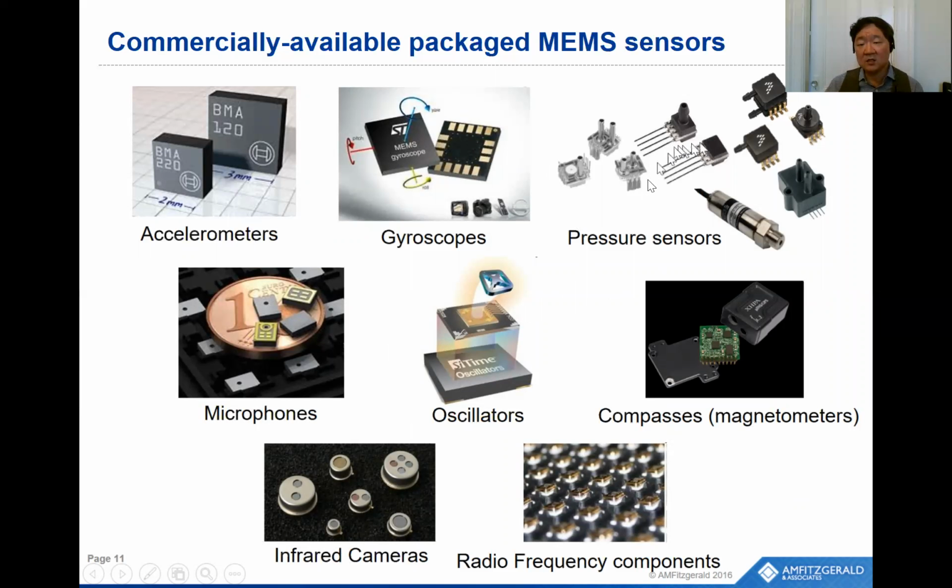And you can see these leads here, for example, on these pressure sensors make it easy to make an electrical connection. These pads on the back of these gyroscopes make it easy to solder a trace to this gyroscope.